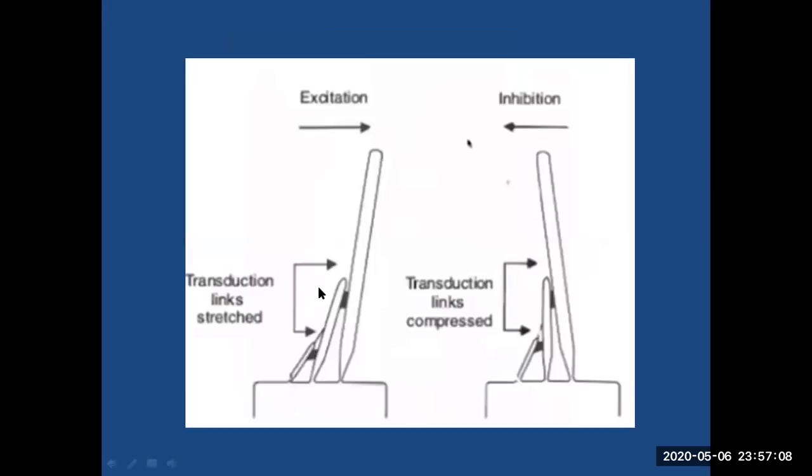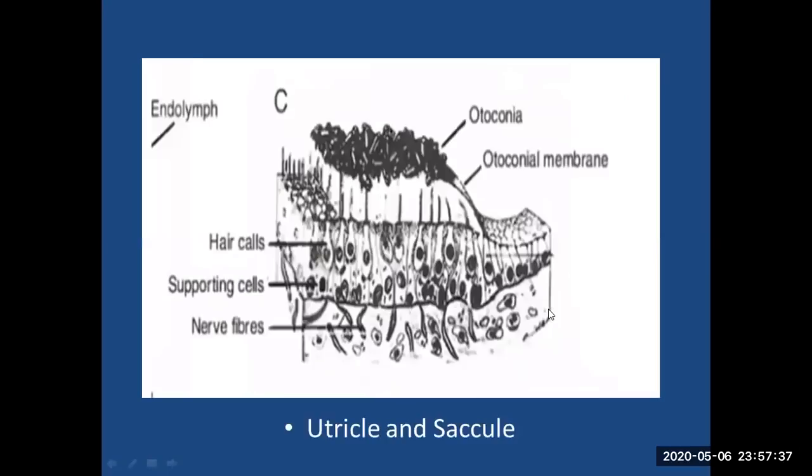What happens is, the kinocilium is the tallest of all the fibers. If the bundle moves in one direction, as in this particular area to the right, it leads to excitation, that is, the entry of potassium into the cytoplasm and release of neurotransmitters, and excitation. If it moves in the opposite direction, as in this image, it leads to inhibition.